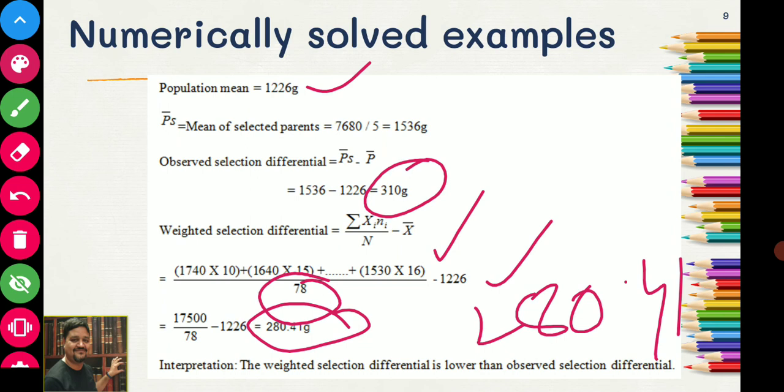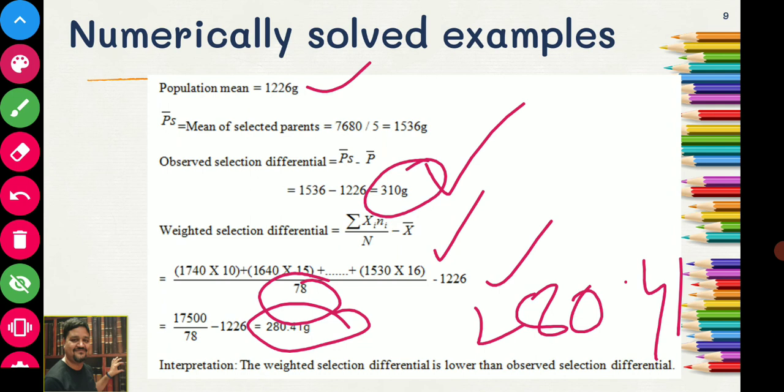So you can see the difference of more than 20 gram. So this much, the observation will be biased, or there will be error associated with the observed selection differential. So in this case, where the number of progenies is variable, you have to go with the weighted selection differential. I hope the difference between the observed selection differential and the weighted selection differential is clear to you.